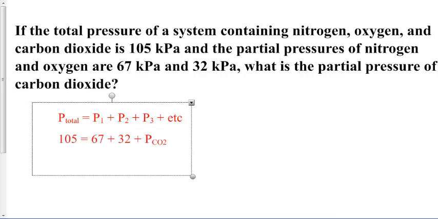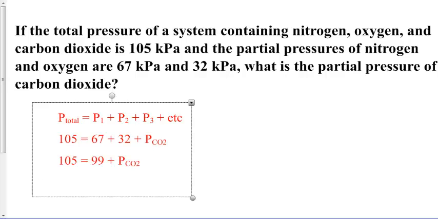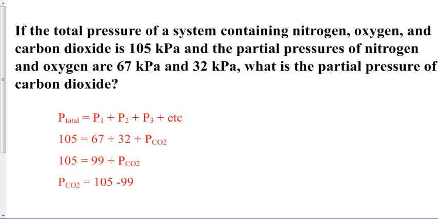Alright, I'm going to go ahead and plug in my numbers. I've got 105 equals 67 plus 32 plus whatever that P3 is, or in this case I just wrote pressure carbon dioxide. So I added the 67 and the 32, that makes 99. And do you know how to finish this? You should subtract 99 from both sides. So the pressure of carbon dioxide is equal to 105 minus 99, which is 6 kilopascals.